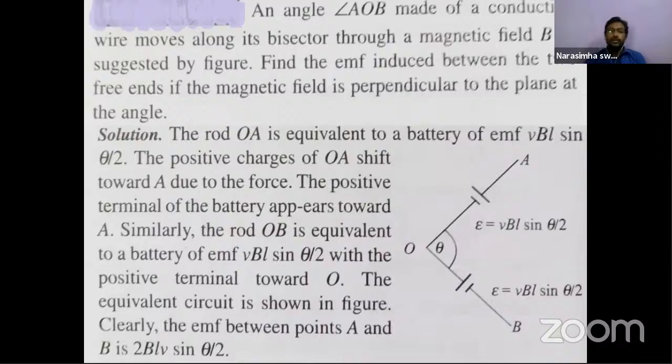Clear? This is actually what is asked: find the induced EMF between the two free ends, that is A and B. Understood? A is positively charged and B is negatively charged, so that is the total added, 2BLv sin theta by 2. Clear? And now we'll move to the next problem.